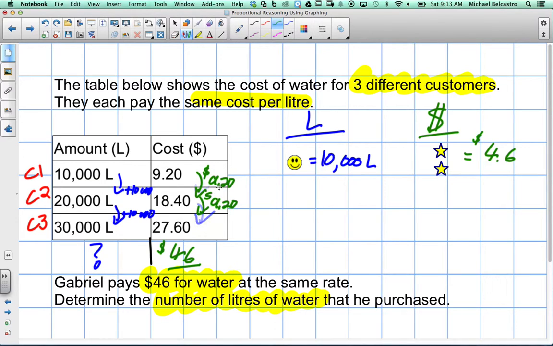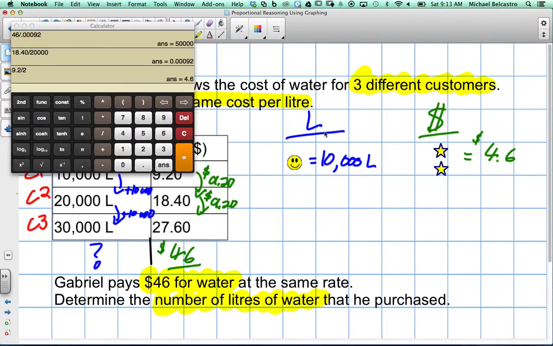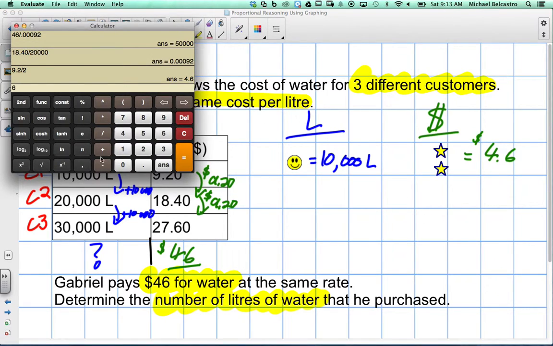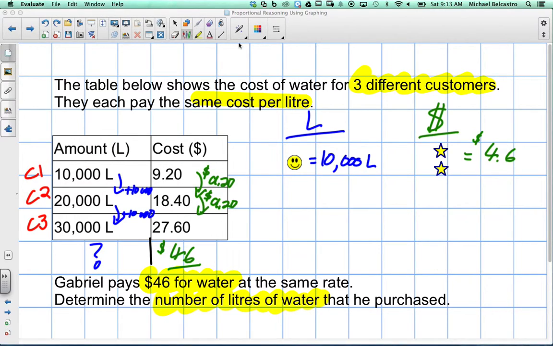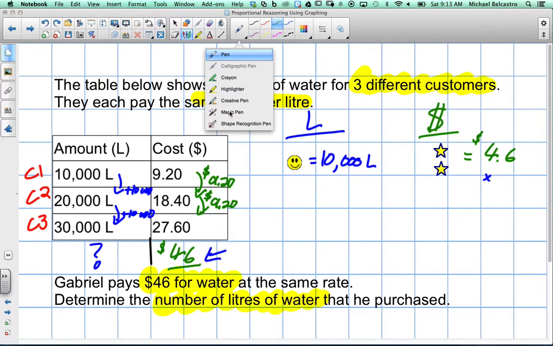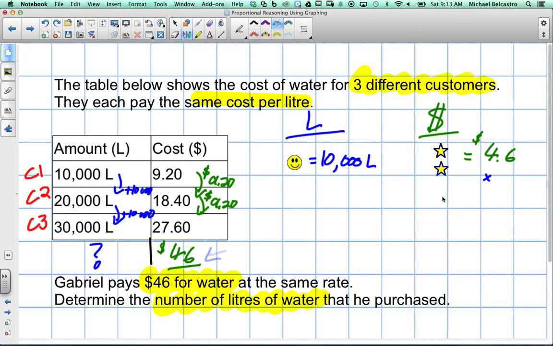Just as a side note, we could have split this number more. We could have maybe done 9.20 divided by 4 stars, and we could have $2.30. But $4.60, like we said, just happens to work out really well for this question because our goal is to get to 46, and we know we just need 10 of these stars in total. So every time we use 2 stars, we need to use another happy face.